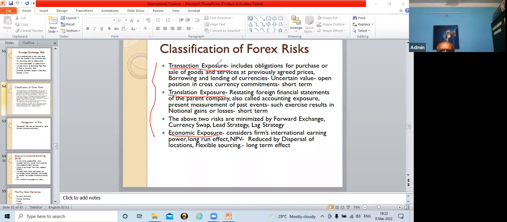There are three types of foreign exchange risk involved: transaction exposure, translation exposure, economic exposure. Now let us understand one by one. Now what is transaction exposure? Transaction exposure includes obligation for purchase or sale of goods. Whenever we purchase or sell foreign goods or services, this purchase or sale happens on an agreed price.